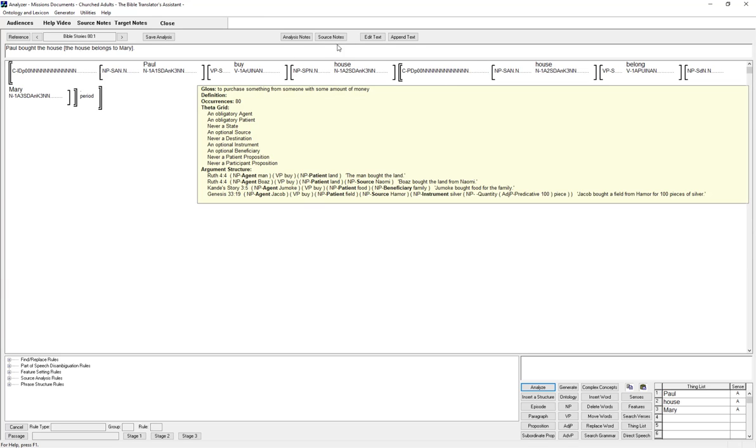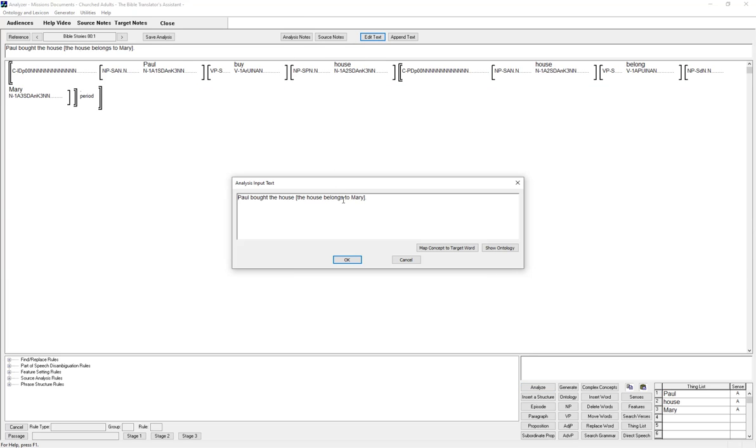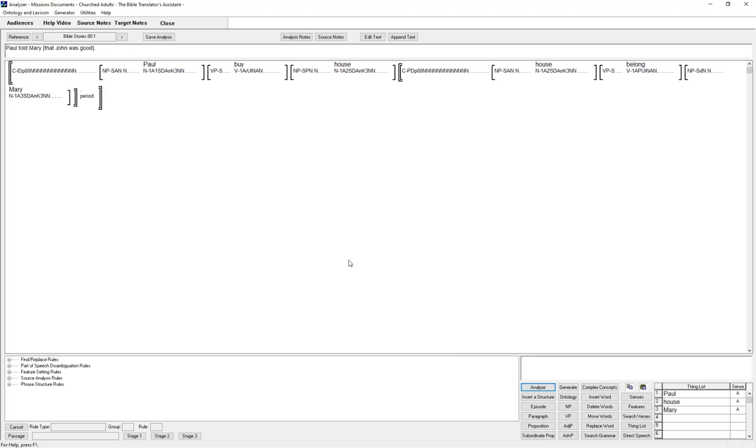Now, let's try another thing. Paul told Mary John was good, right bracket, period. Okay, Paul told Mary that John was good. Now, do I need the that here? Let's see what happens if I include it.